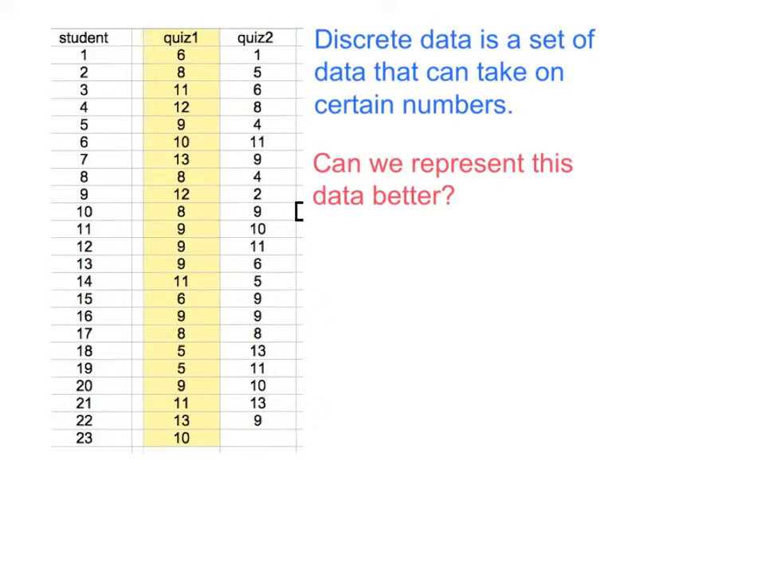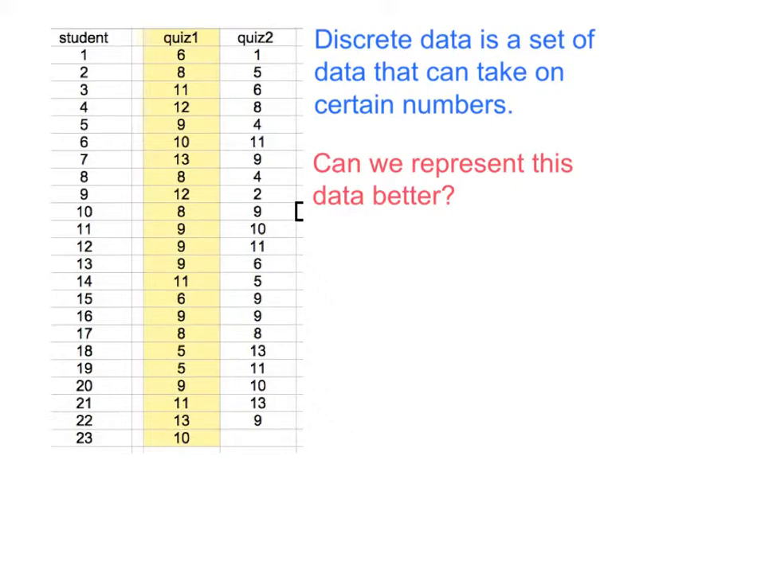Quiz number 1 and quiz number 2 represent discrete data, where discrete data is a set of data that can take on certain numbers. Here, a number of correct answers that students obtain in a particular test. So they can either have one correct answer or two correct answers, three correct answers, but not 2.5 or 2.25, for example.